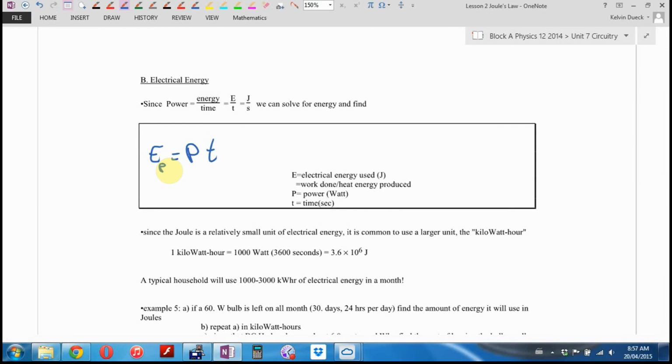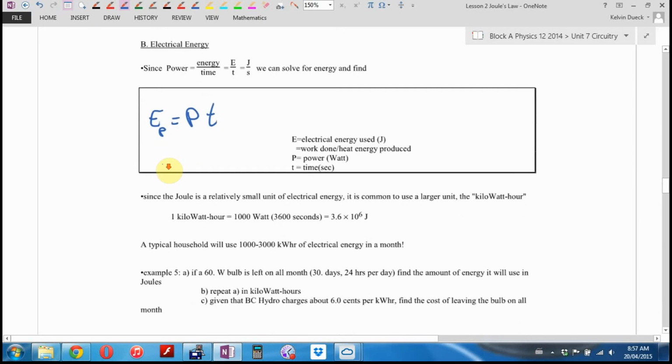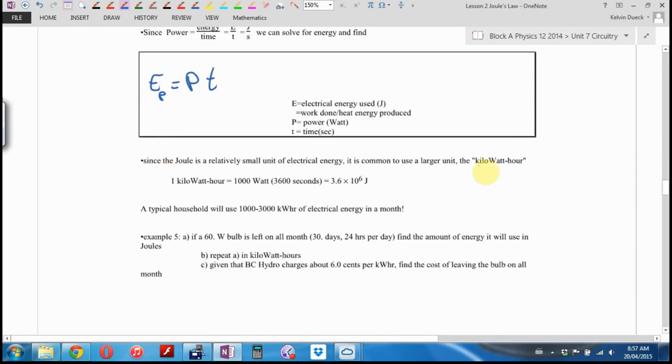Problem is, a joule is very small. If you looked at your parents' bills for BC Hydro and it was given in joules, their bills would be in the hundreds of millions or billions of joules, and that would freak people out. Also, people don't have a good understanding of big numbers like that. So we actually use a larger unit called the kilowatt hour.